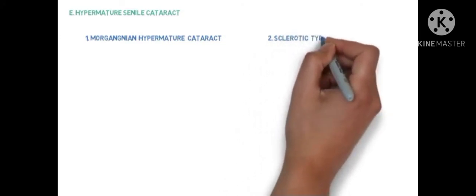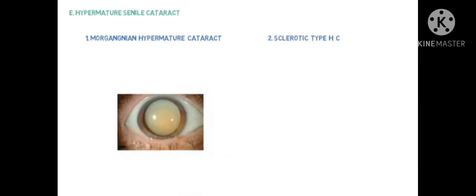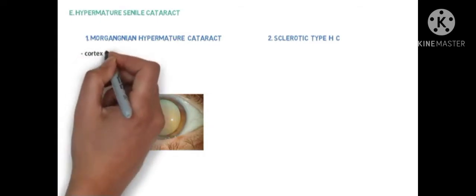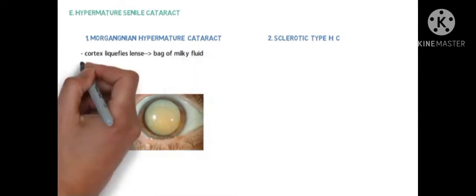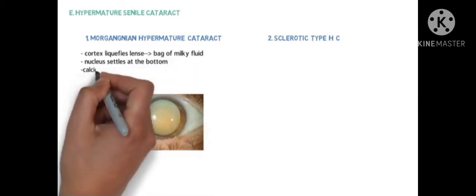In Morgagnian hypermature cataract, look at this diagram in which the whole cortex liquefies and looks like a bag of milky fluid. Yes, so the cortex liquefies and the lens looks like a bag of milky fluid. The nucleus settles at the bottom, and there may also be calcium deposits seen on the lens capsule.